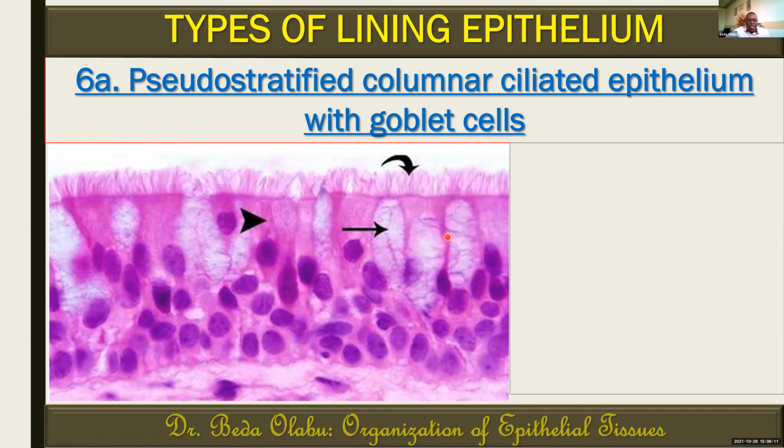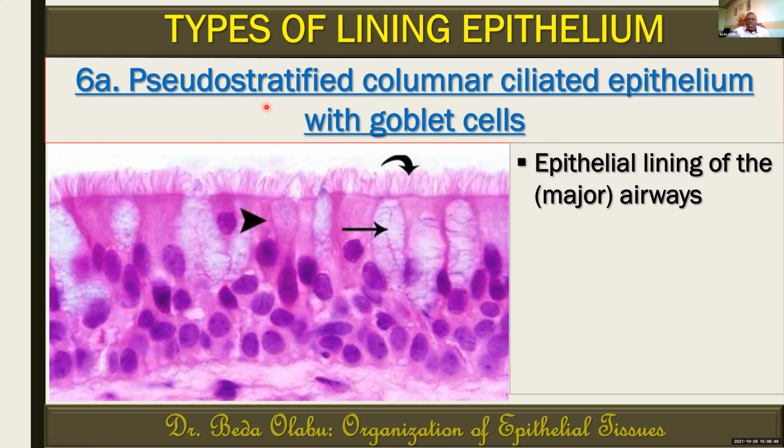It is pseudostratified, ciliated. It has cilia. This is the cilia. But in addition to that, we see some cells here, like that one, or that, which do not appear to take the stain. They don't take the stain because they have mucus. So we call them goblet cells. They are mucus cells. This epithelium is called pseudostratified columnar ciliated epithelium with goblet cells.